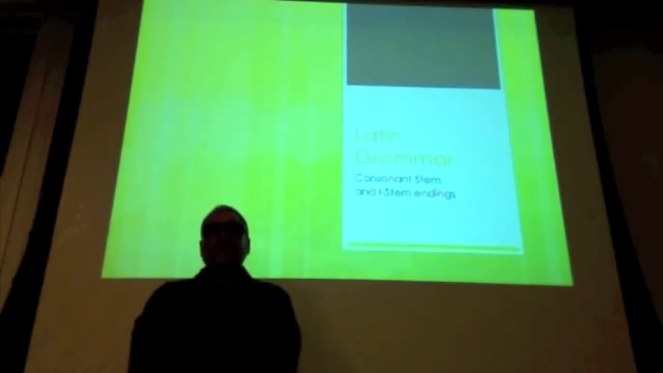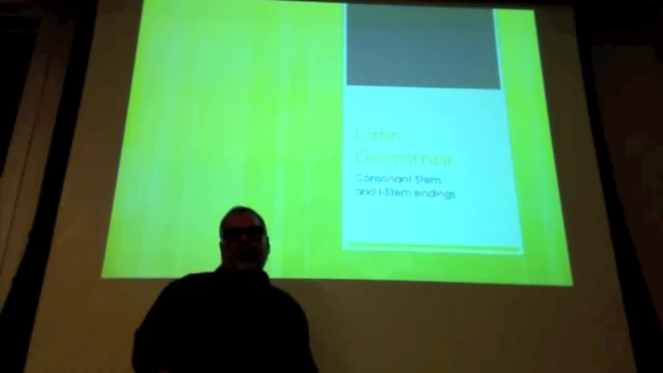Hi, in this video I'm going to be talking about the differences between consonant stem and I-stem endings in the third declension. You may remember that the third declension is split between nouns and adjectives that are consonant stems and nouns and adjectives that are I-stems. They have slightly different endings, and we're going to be talking about the differences between those endings in this video.